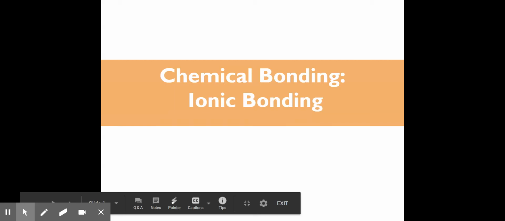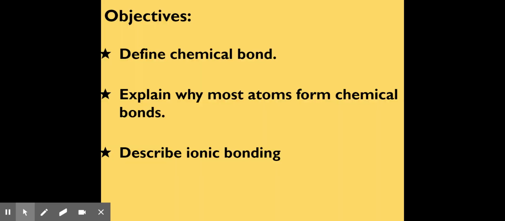Hello everyone, we are going to learn chemical bonding. So for this video, we're going to focus on ionic bonding. We're going to define chemical bonding and explain why most atoms form chemical bonds, why they want to stay together, and then we're going to describe ionic bonding.